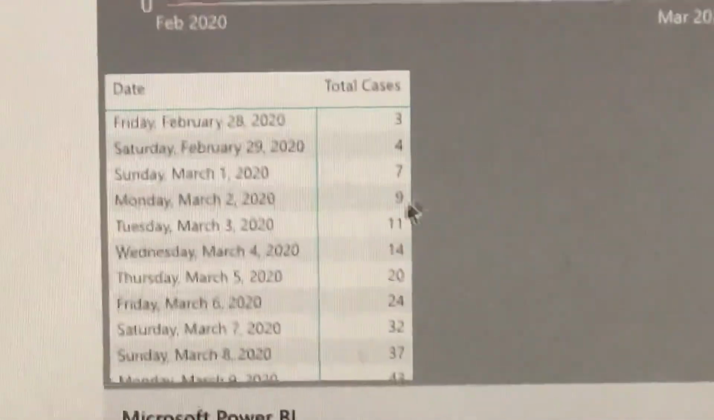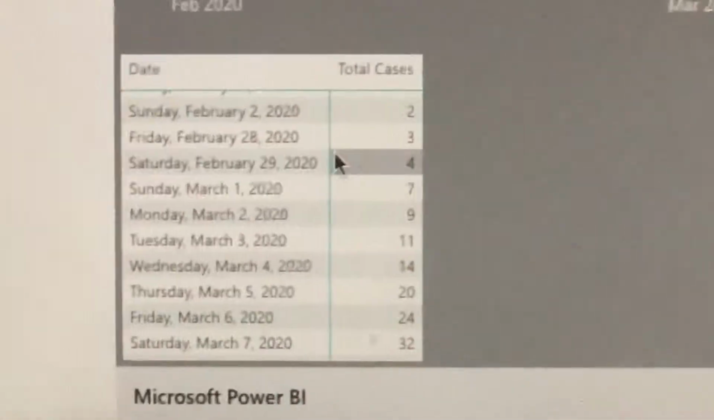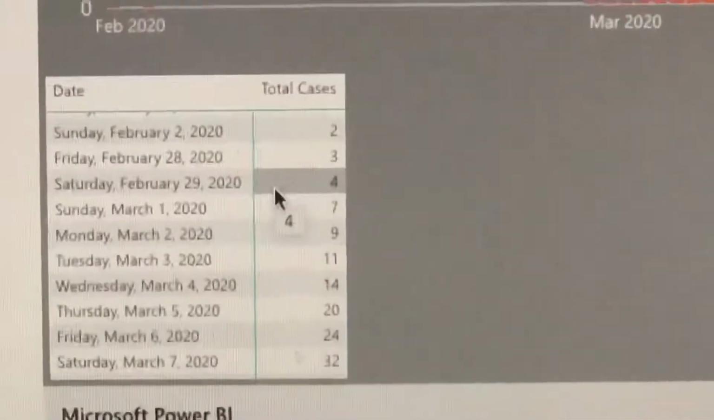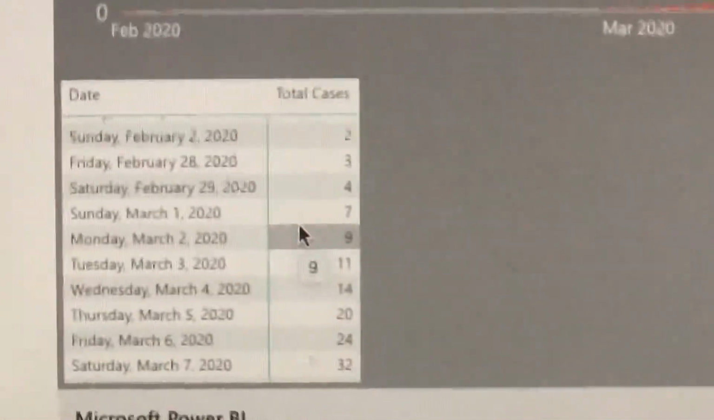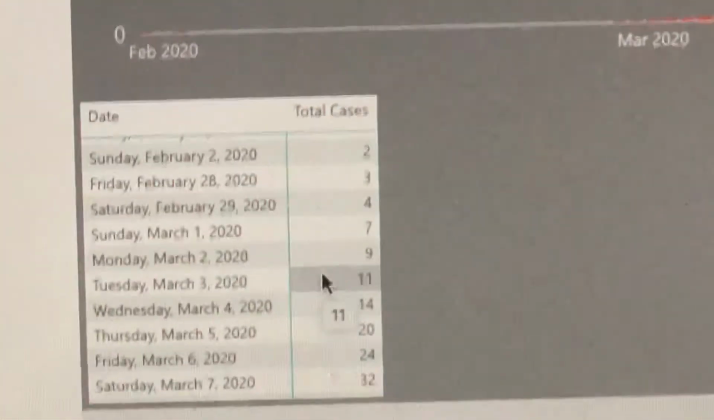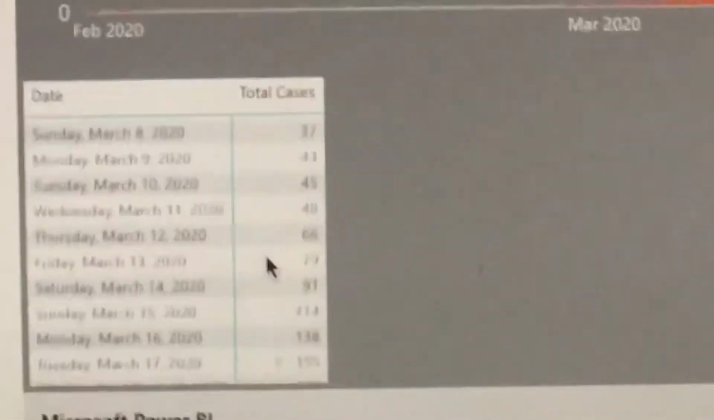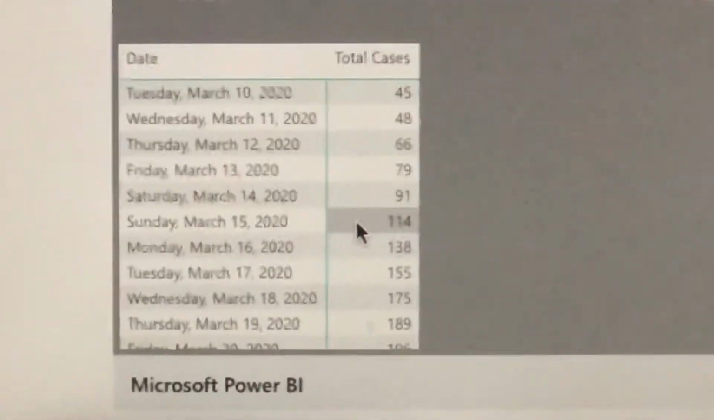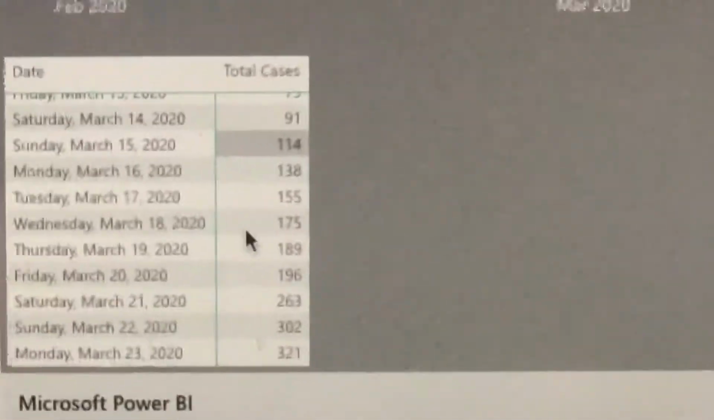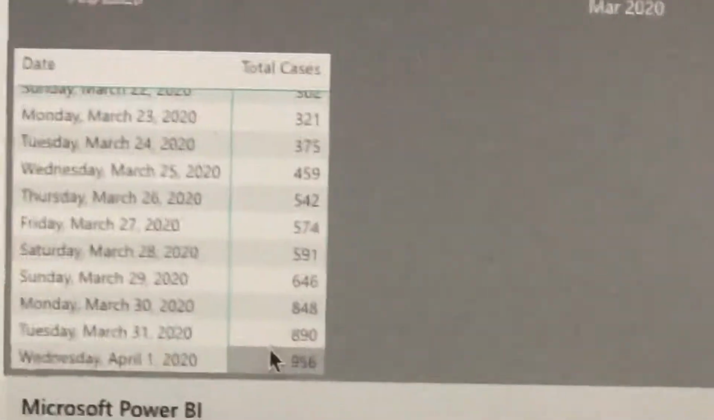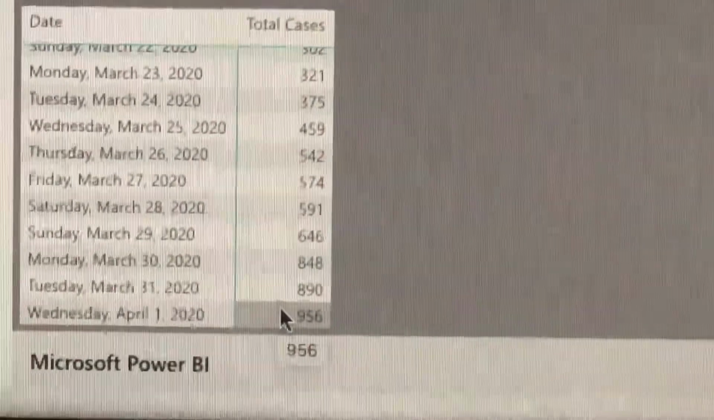But what we see is that basically it wasn't until February 28th that we really started to have cases coming along. And at first, of course, it's a slow crawl. And then it starts to get up. Okay, we cracked 100 on March 15th. And we're in 300. And today is the day that we crack 1,000.